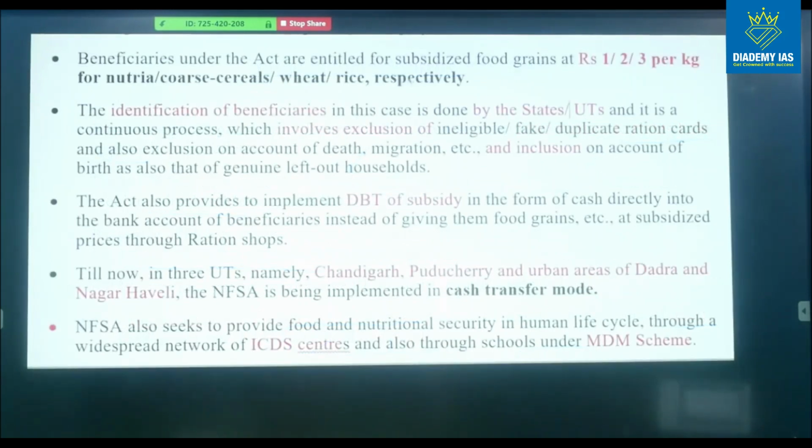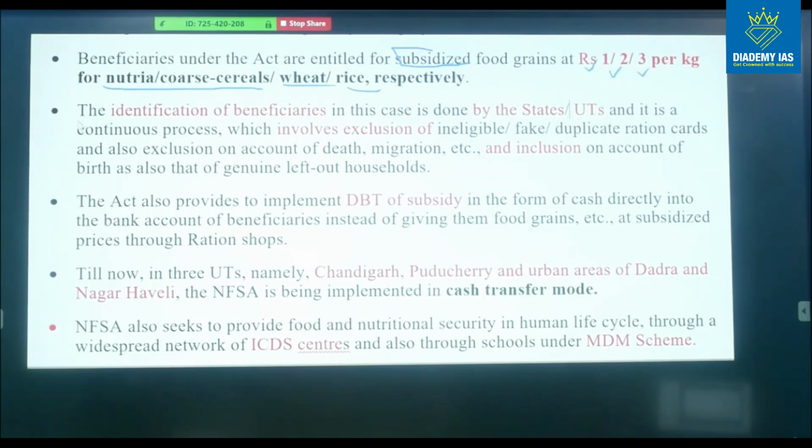Now what will be the issue price? What will be the sale price? The subsidized price will be rupees 1 per kilogram for the nutri cereals or coarse cereals. So the coarse cereals will be provided at rupees 1 per kilogram, wheat will be provided at 2 per kilogram and rice will be provided at 3 per kilogram.